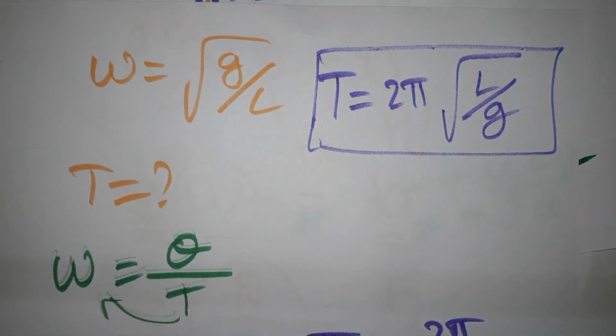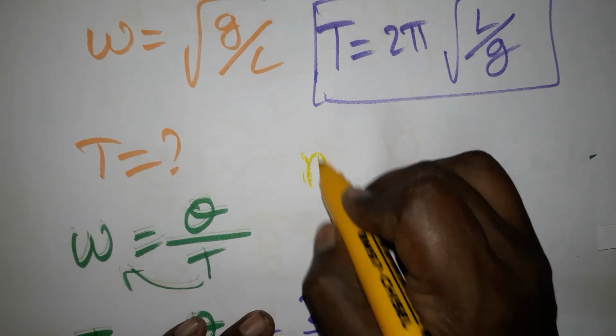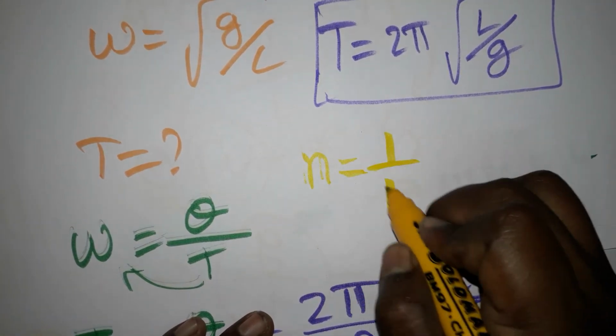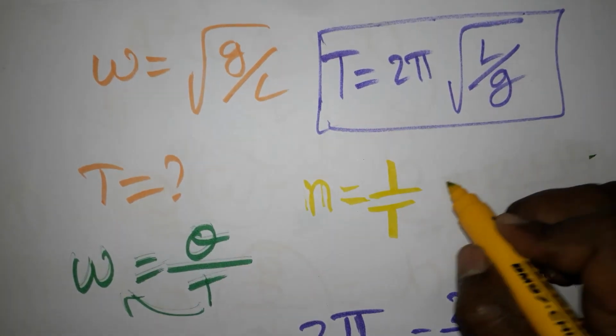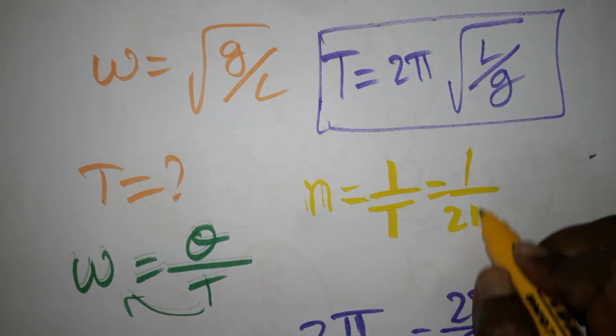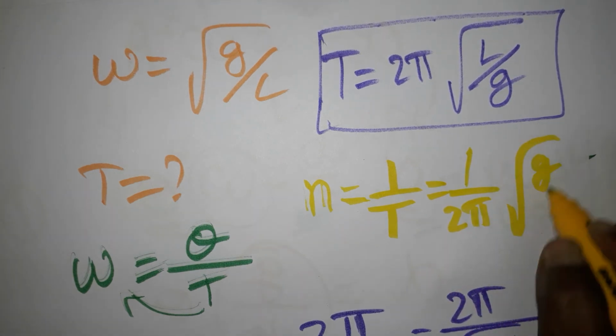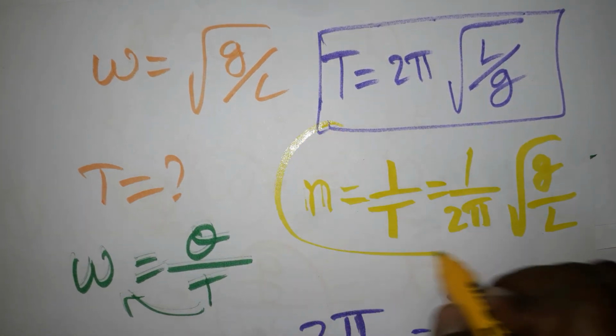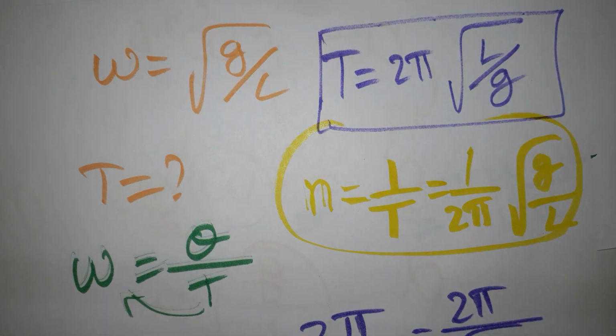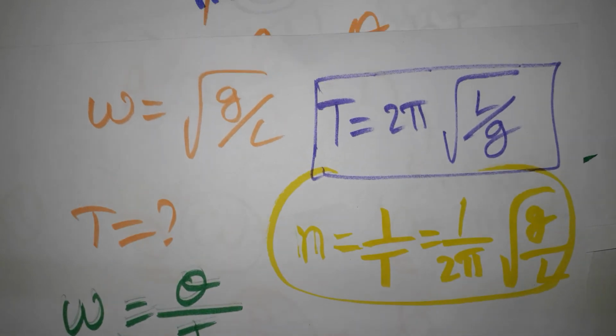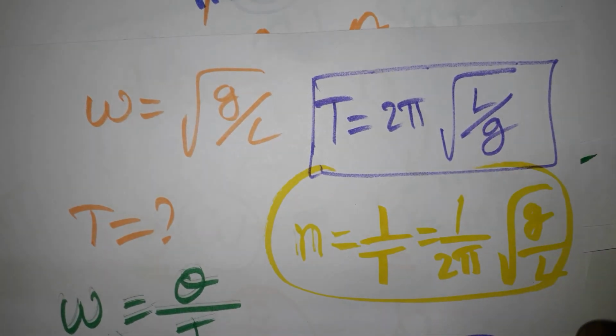In case you want the frequency, frequency is equal to 1 divided by time period. Just flip the equation: 1 divided by 2 pi root of g divided by L, which is called the frequency. Today we learnt from the pendulum how to derive the equation of time period and how to derive the equation of frequency.